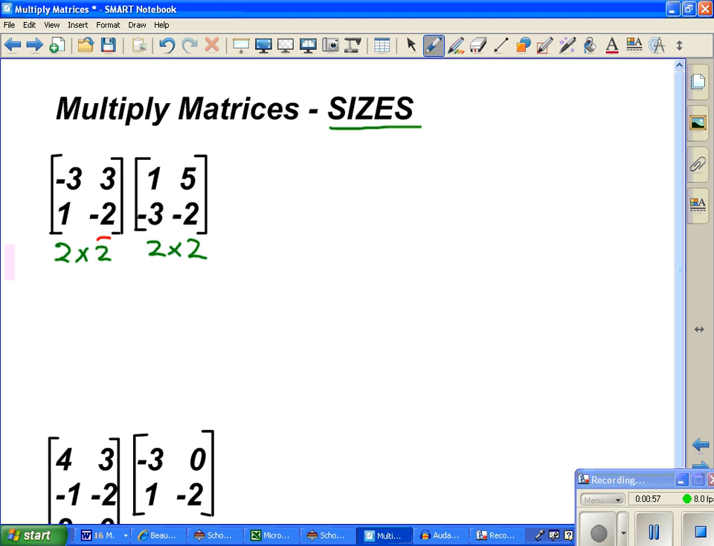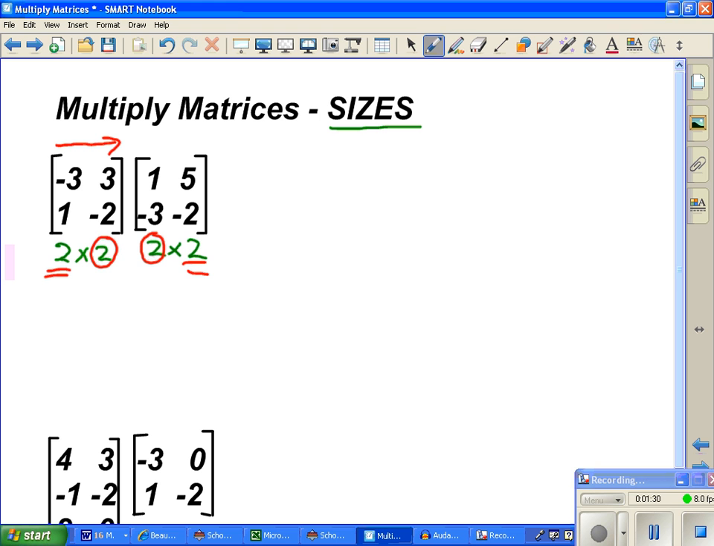Remember, if we write out the sizes, the two inside numbers have to match in order for this to work. Okay? The two inside numbers have to match in order for this to work. The two outside numbers will be the size matrix that you end up with. So in this case, the 2's match on the inside, and we're going to end up with a 2 by 2.